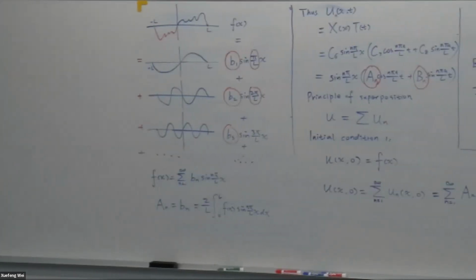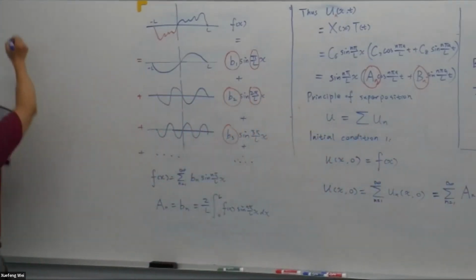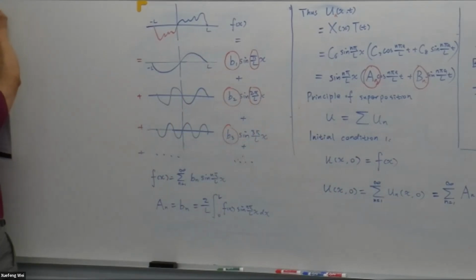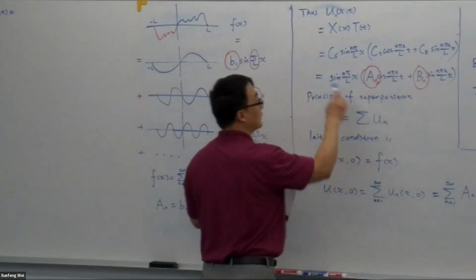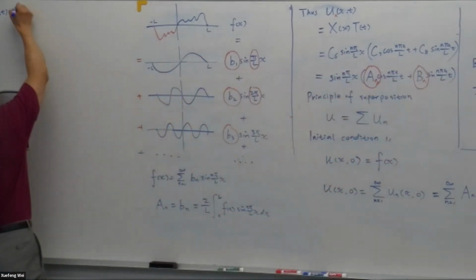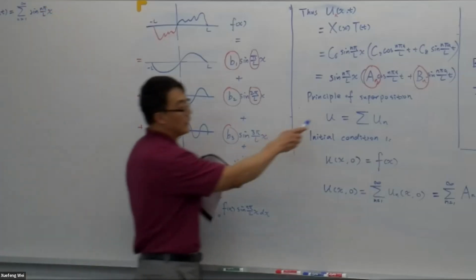Okay, what is our solution, by the way? Our solution is this, okay? Let me just write our solution again. Our solution is u(x,t) equals this thing here, the summation of sine n pi over L x. I'm just rewriting this.